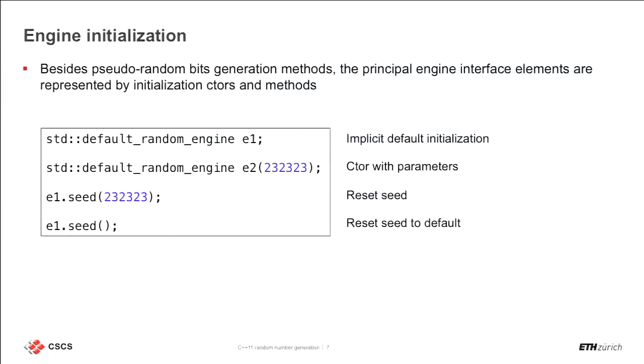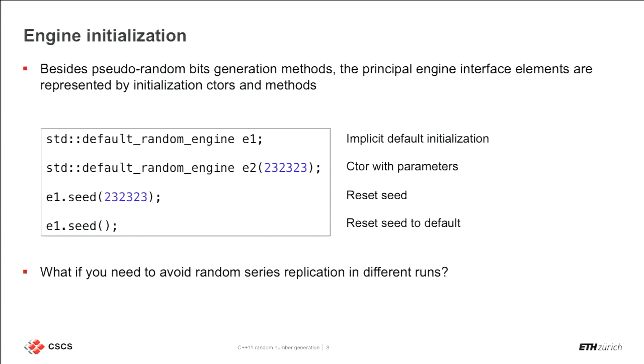Okay, so you have two ways to initialize an engine. You can use the implicit default initialization, which means that you are using the default seed for the random engine. Then you can also use another constructor, which is the one that I've used in my example, which takes in input the seed. You can also reset the seed after you have created your instance of the generator by calling this seed method, or you can reset the seed to the default value using this one.